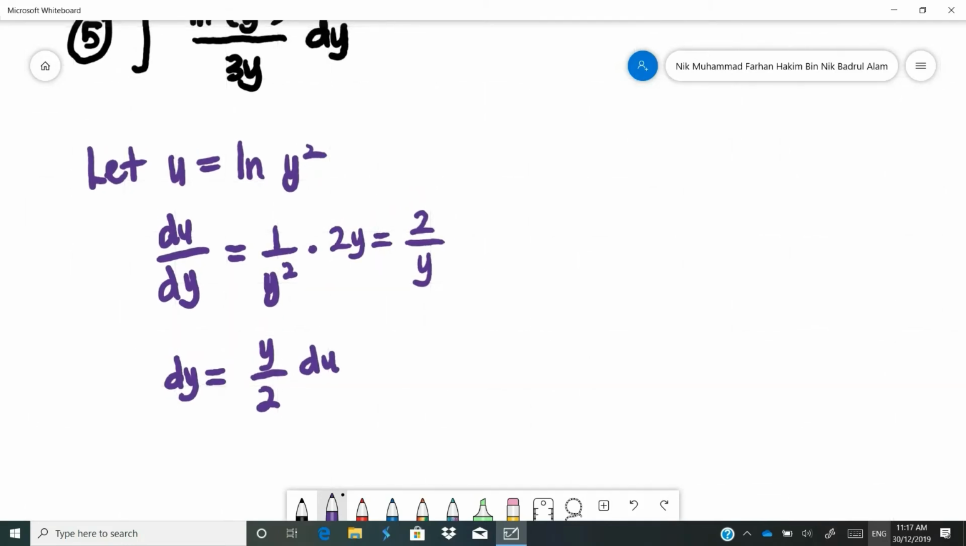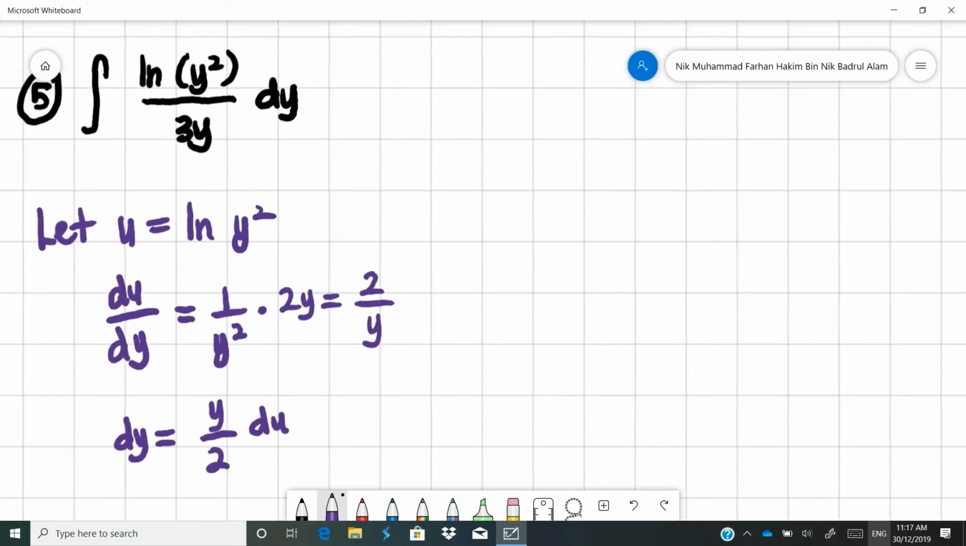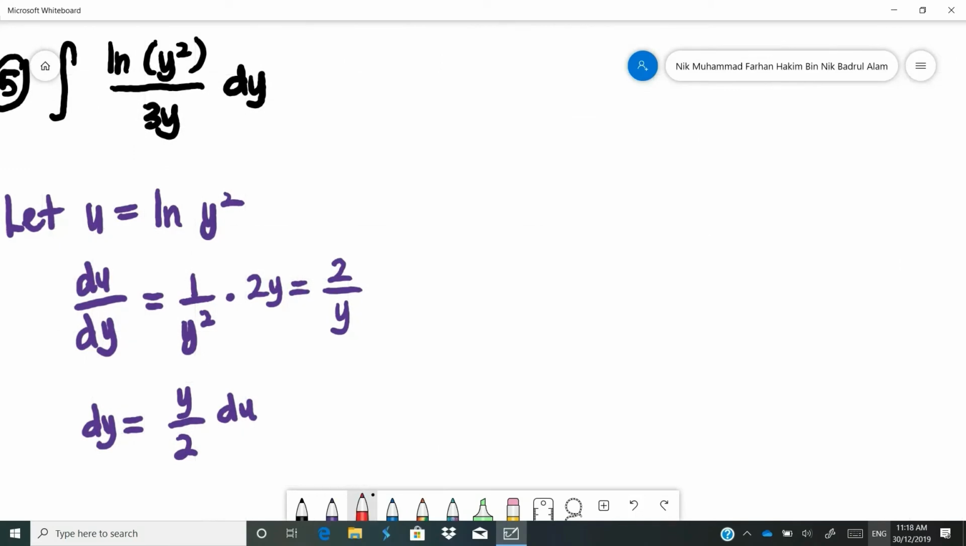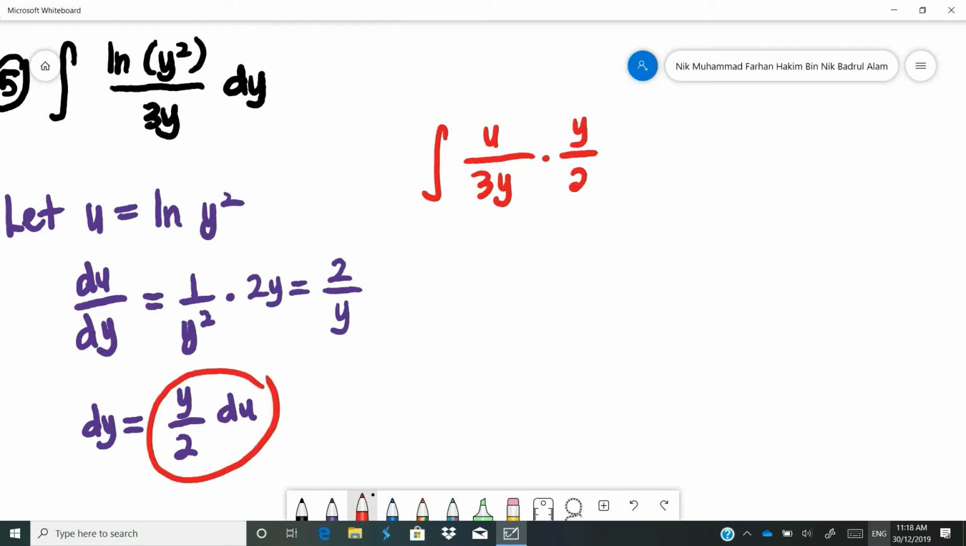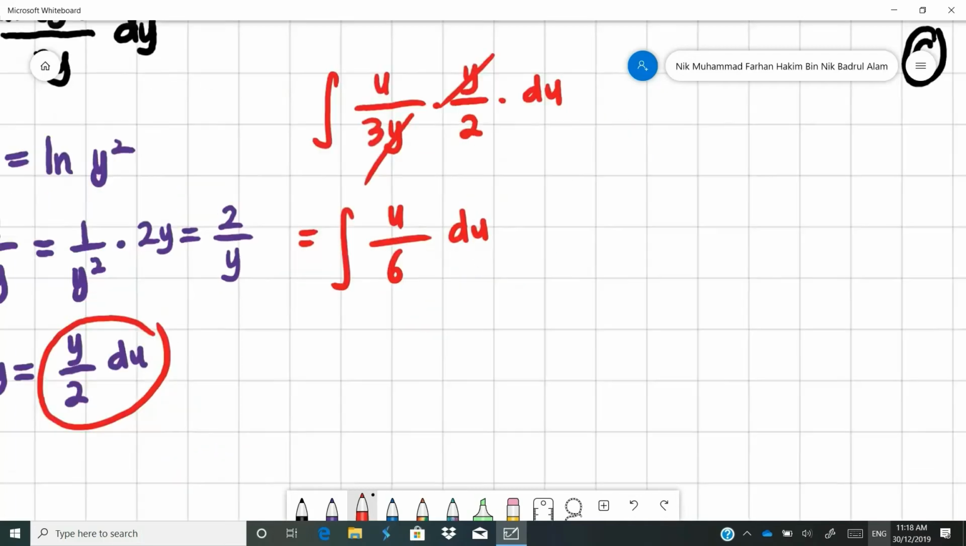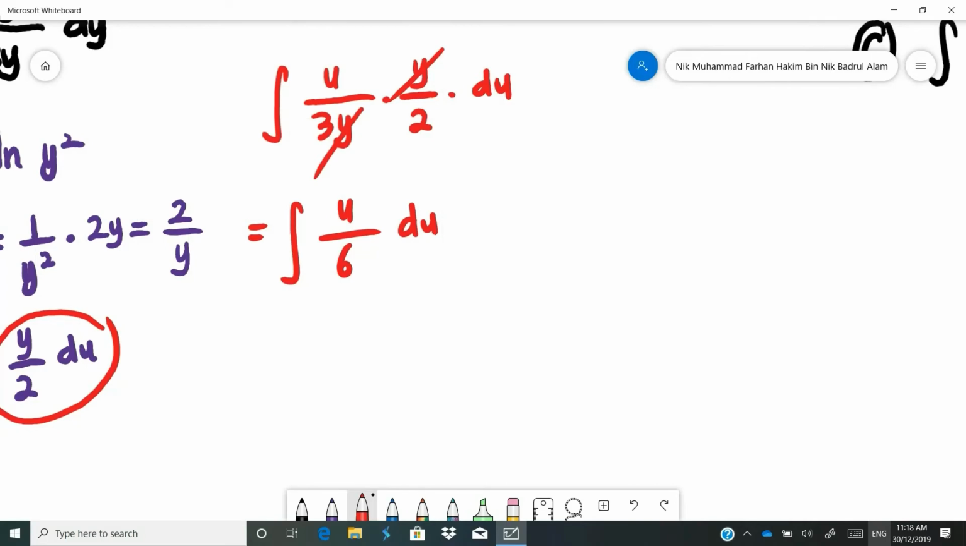Okay, so now we try to substitute in the initial integration. You'll get u over 3y, and dy is y over 2 du. We can cancel y and y, so of course you'll get u over 6 du. So our choice was correct, even though I thought it was wrong.